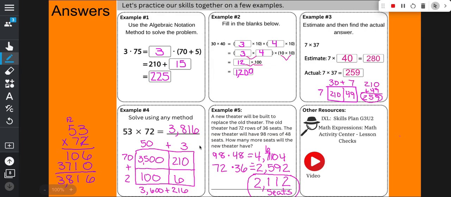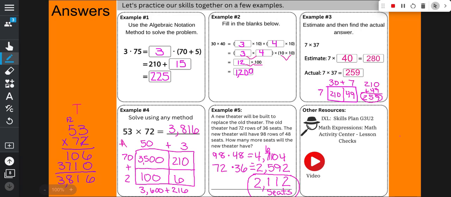On the next one, use any method to solve 53 times 72. I did the traditional method over here on the side and the area model slash place value sections method there. And the answer is 3,816.